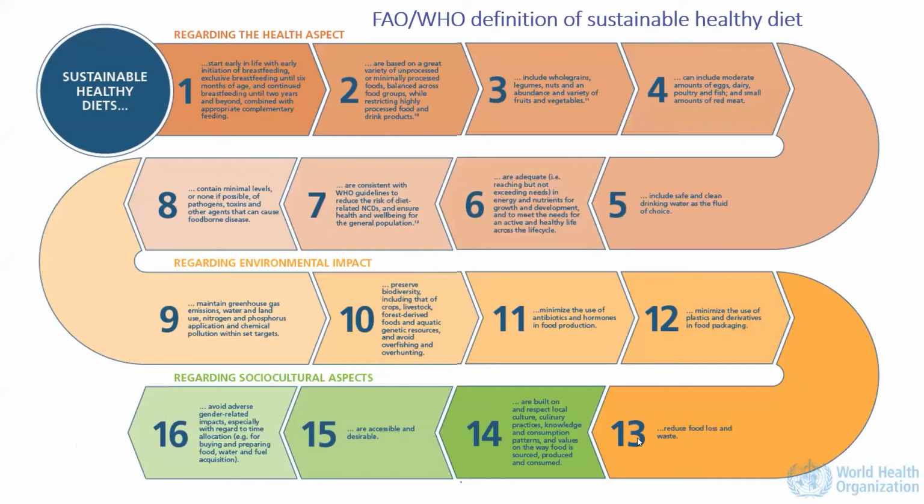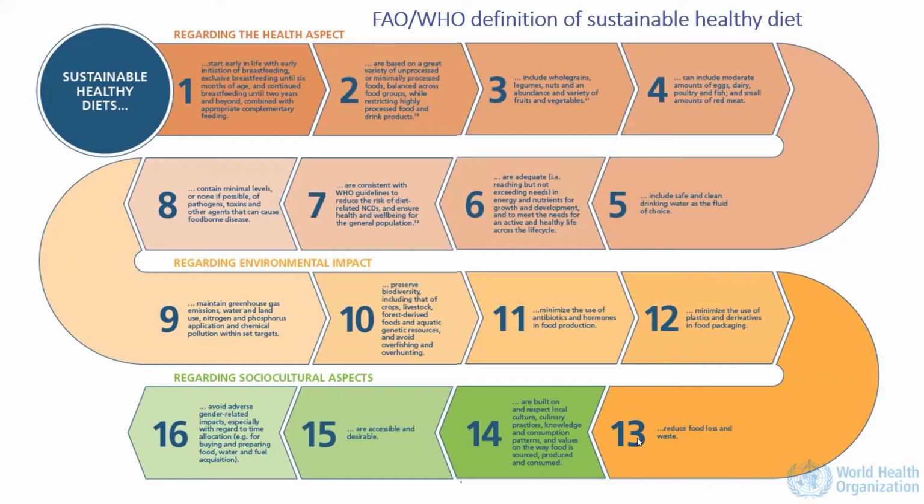Now, this diet happens to be also very useful to minimize the environmental impact. This is a graph from a recent publication that WHO developed with FAO. In the first part, you see the components of the diet that maximize health. The second part shows how this diet is able to reduce greenhouse gas emissions, preserve biodiversity, minimize the use of antibiotics and hormones in food production, minimize the use of pesticides, but also packaging materials. But it's also a diet which is appealing from the point of view of culture, and also more equitable.